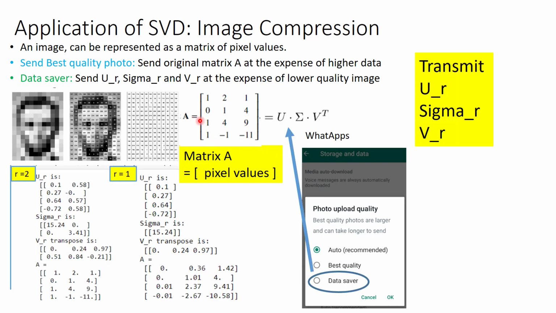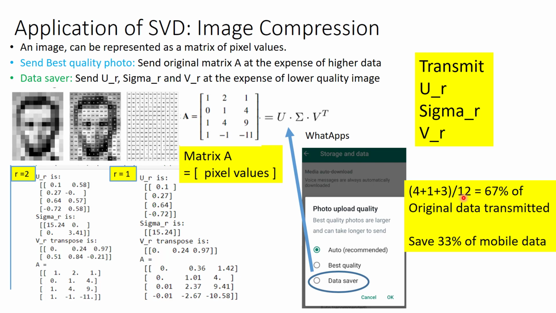In another scenario, in order to save mobile data, the user has selected the data saver mode. In this case, WhatsApp will need to apply image compression techniques to minimize the amount of data sent. One image compression technique is the reduced SVD. Instead of sending A, WhatsApp can send out the reduced U, reduced sigma, and the reduced V. That is 4 plus 1 plus 3, a total of 8 numbers will be sent as compared to 12 numbers here. There is a reduction in the amount of data sent. If we do a simple calculation, that means WhatsApp is sending out only 67% of the original uncompressed data. And that is a saving of 33% of mobile data.